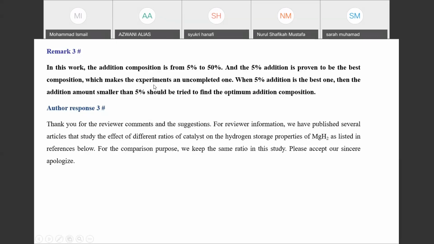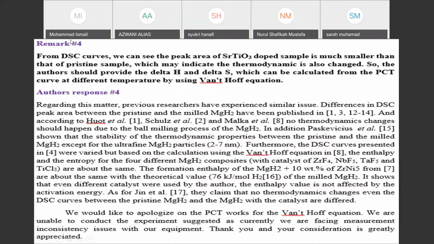Okay, the reviewer asked to study different percentages below 5%, but the author refused to follow the suggestion from the reviewer. So we can reply politely in the response to the reviewer. We can discuss actually with the reviewer. The same for this one: the reviewer asked to add the characterization, but the author does not want to add the suggested characterization. So please write the response politely.